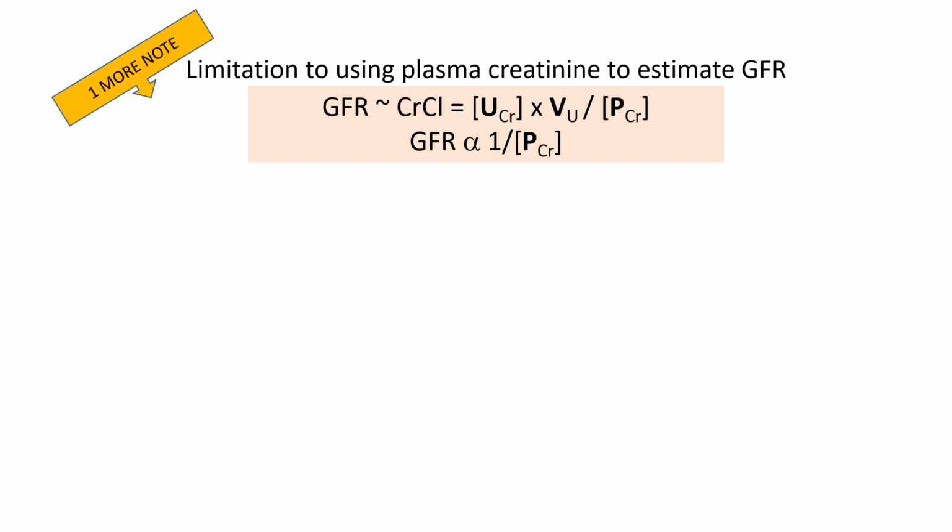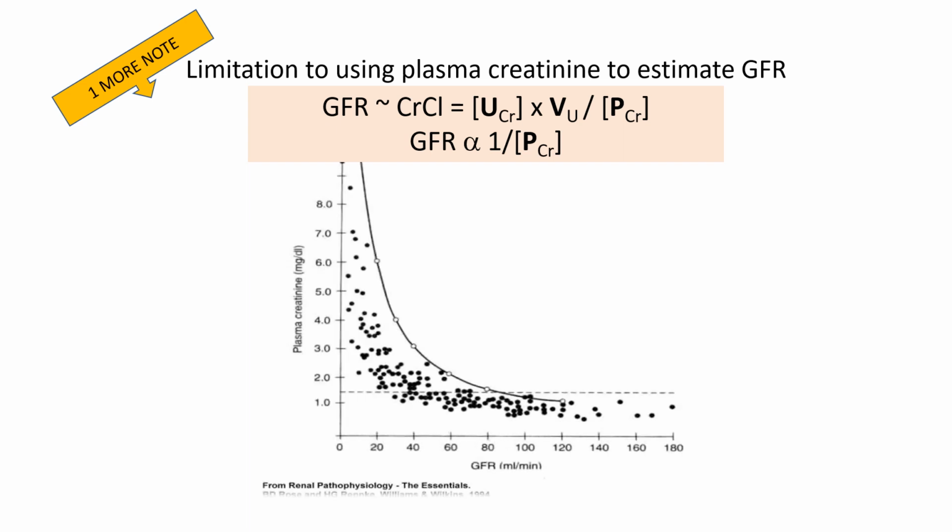Limitation to using plasma creatinine to estimate GFR. Creatinine is actually not very sensitive in detecting small changes in GFR. As shown here, GFR, shown on the x-axis, is inversely proportional to plasma creatinine concentration, shown on the y-axis. The inverse relationship between plasma creatinine and GFR makes it difficult to detect small changes in GFR. A small change in creatinine can mean a big change in GFR.